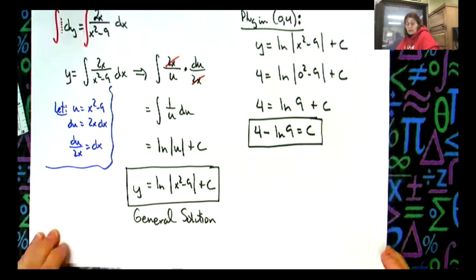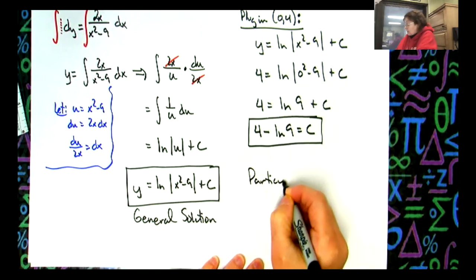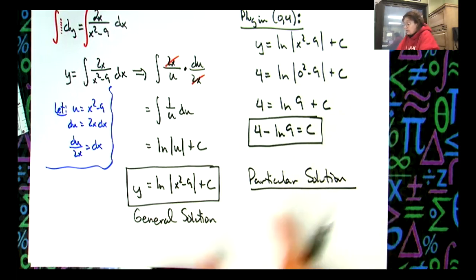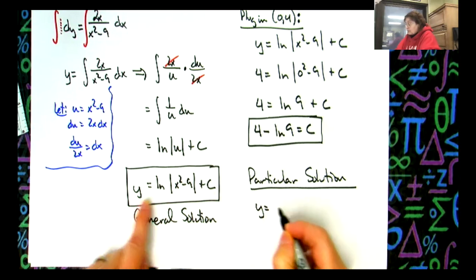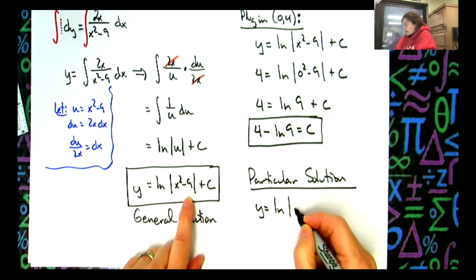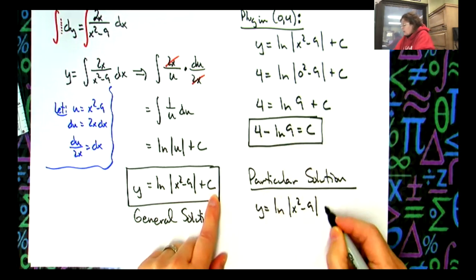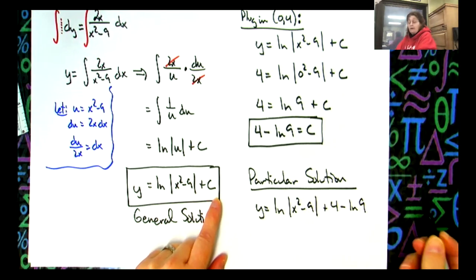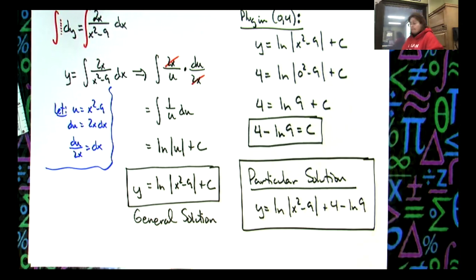So now that I have a value for c, I can write my particular solution. What I'm going to do is take this general solution and replace c. So I'm going to have y equals natural log, absolute value, x squared minus 9, plug in this great big long thing, plus 4 minus natural log of 9. Okay, I did not say it was going to be pretty. So that's my particular solution.